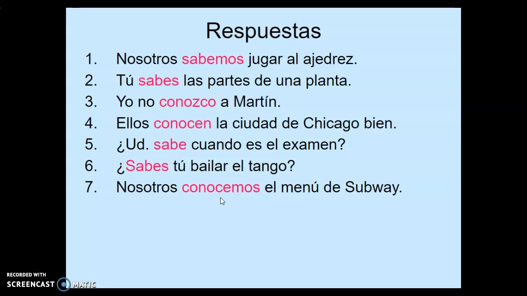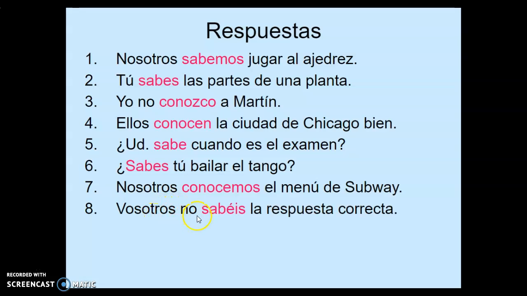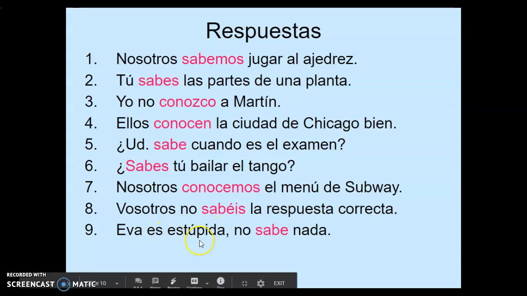That means we know the Subway menu, we're familiar with it, we've experienced it. Vosotros no sabéis la respuesta correcta. You all do not know the right answer, that's information. Eva es estúpida, no sabe nada. She doesn't know anything, she has no knowledge or information. And finally, yo no sé dónde está mi tarea. I don't know where my homework is, and that is also information.